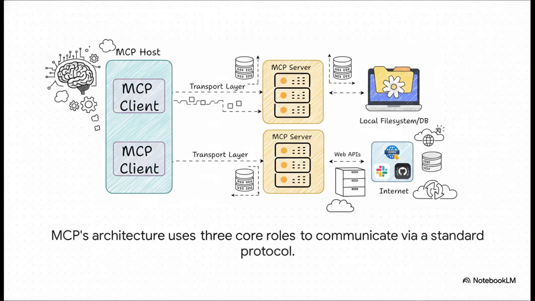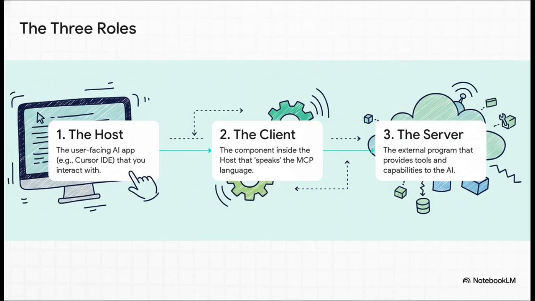So at its core, the whole architecture is really built on just 3 main roles, or 3 main parts, that all communicate using the standard protocol. It's pretty straightforward, really. Let's break those 3 roles down real quick. So step 1 is the host. That's the actual app you're using. Think of something like the Cursor IDE or the Claude desktop app.